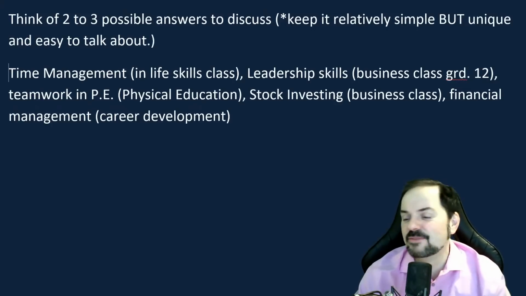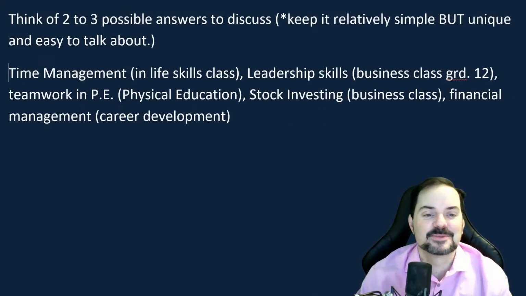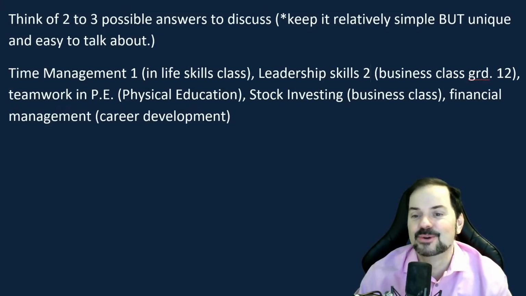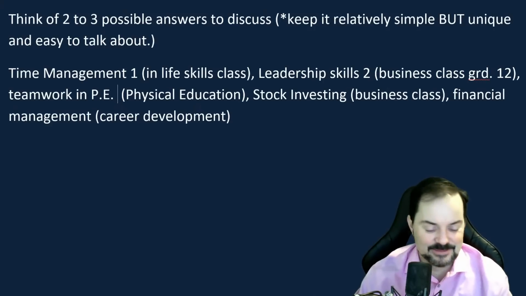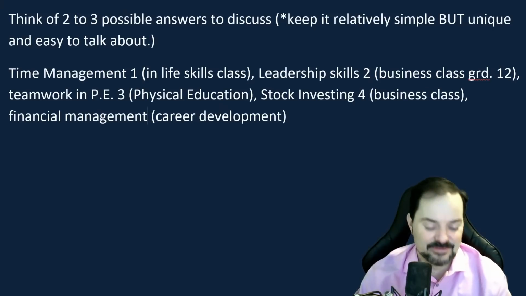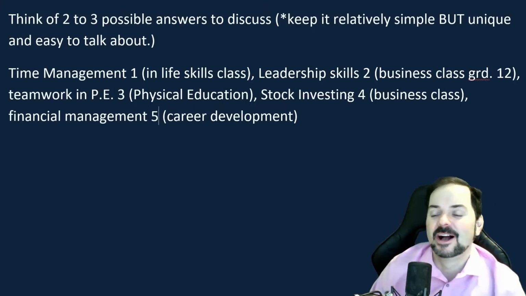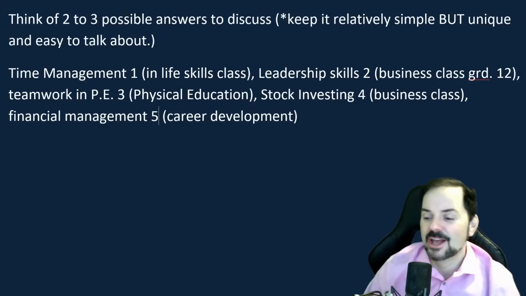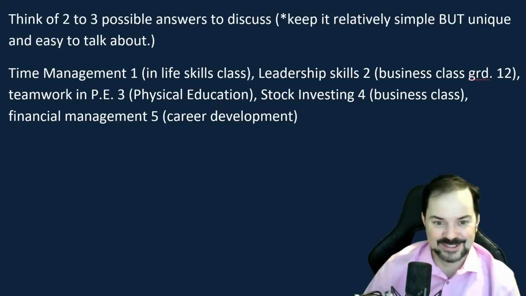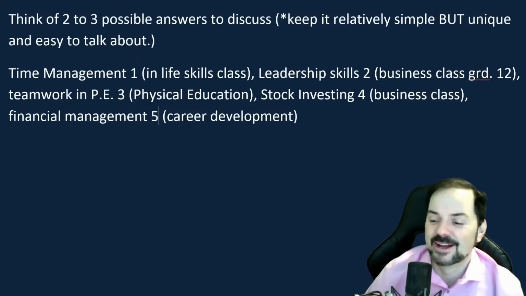Let's just vote. I'll let you vote on these this time. So we'll do time management as 1, leadership skills is 2. Teamwork in PE, we'll make that 3. Stock investing 4. Financial management 5. So we've got 5 good ideas here that can work for the answer. Give me a number, students. Which one would you like to develop for this part 2 cue card?